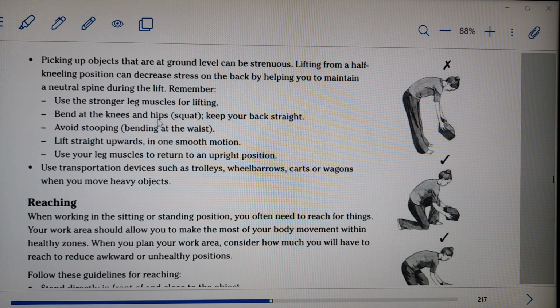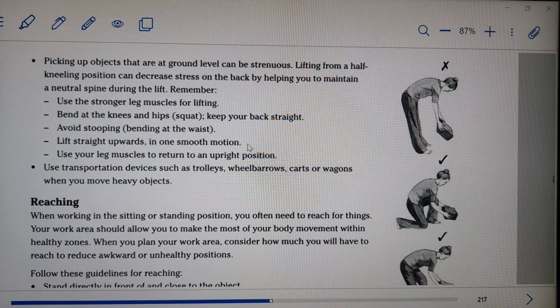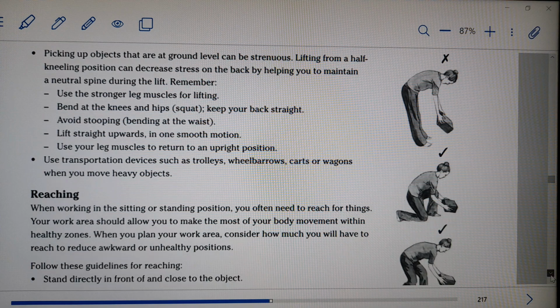Bend at the knees and hips, which means you squat. Keep your back straight. Avoid stooping, which is bending at the waist. And lift straight upwards in one smooth motion. Use your leg muscles to return to an upright position. Use transportation devices such as trolleys, wheelbarrows, carts, or wagons when you move heavy objects.